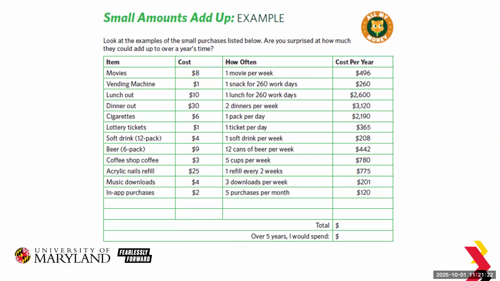So I pulled this from a tool called All My Money, and it's one of my extension partners in another state. It gives you an idea of how much money over the course of a year little habits can make. If you do one movie a week, that's $500. What could you do if you had an additional $500? If you go to a vending machine, one snack for 260 work days, that's $260. And you can go on down, five purchases a month for apps, $120. When you do that, those things add up. Once you start to get a picture of how you're spending your money, that starts to add up.